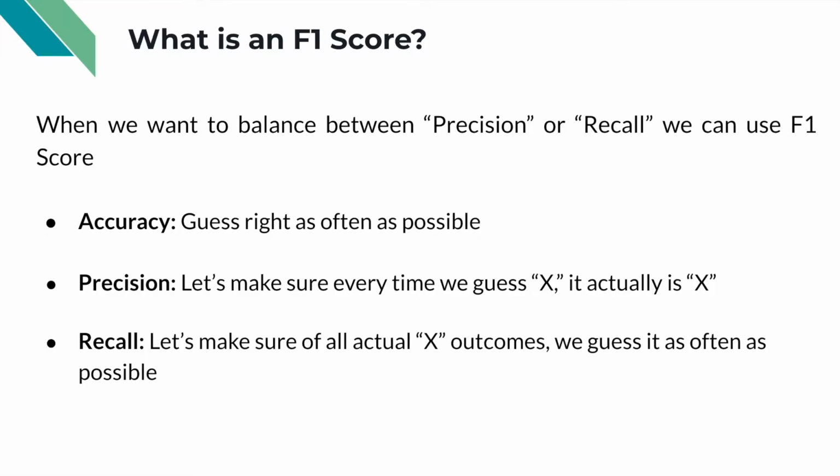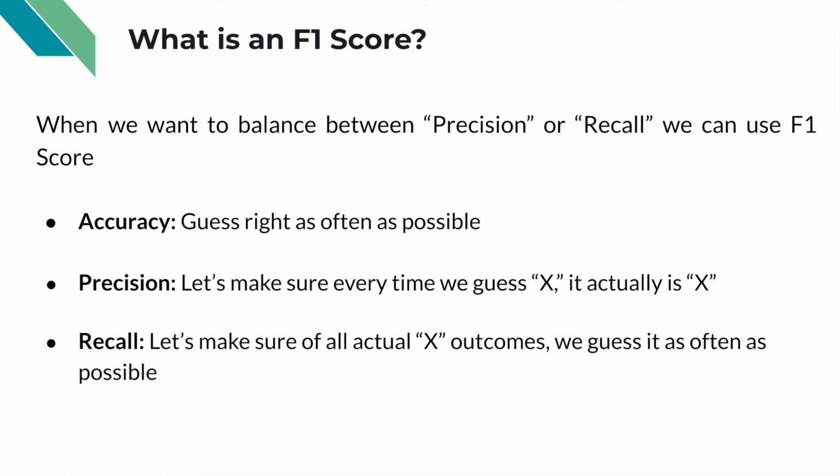Hopefully you've already seen our video describing precision, recall, and accuracy. But as a quick review, we can take a look at those three basic metrics. Accuracy is about guessing right as frequently as possible. We don't really care about false positives or false negatives as long as we're maximizing the number of correct guesses. For other use cases, we might care about precision, where we want to make sure that every time we guess X, it actually is X.